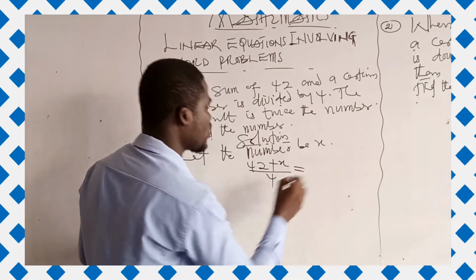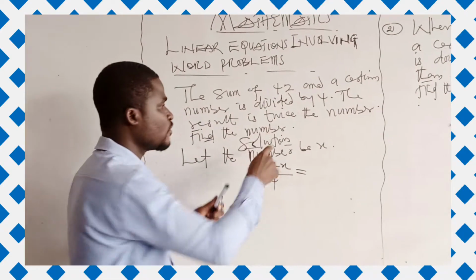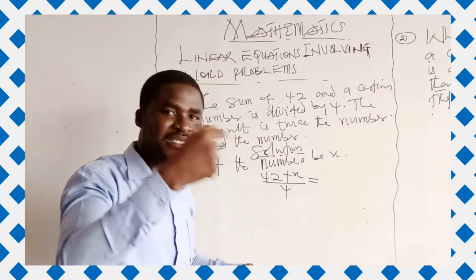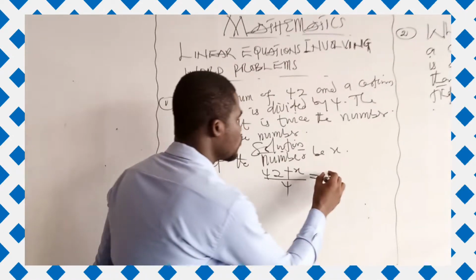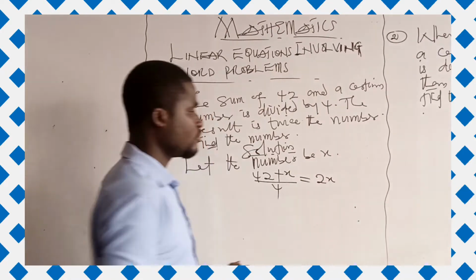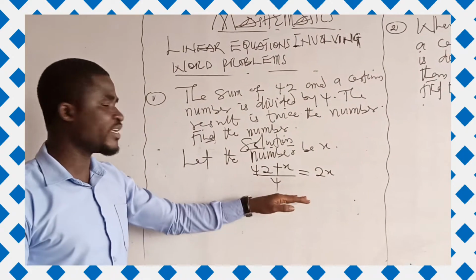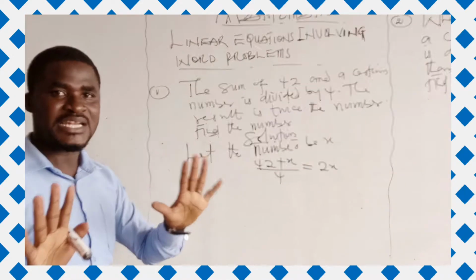So the equal sign comes here. Twice the number. Which number? The X. Twice the X, so 2X. Good. So this is how you're going to derive your equation from your word problem. I hope you're getting the steps.